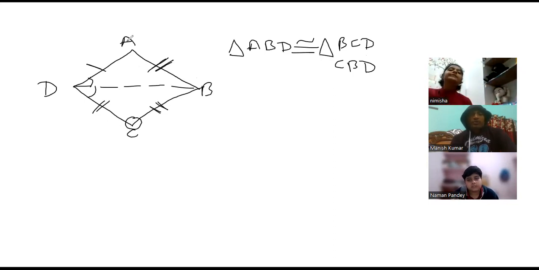So what does that mean? If C is on the top, here there will be C, and B will remain here only, and D will be here. That means ABD will be congruent to CBD.